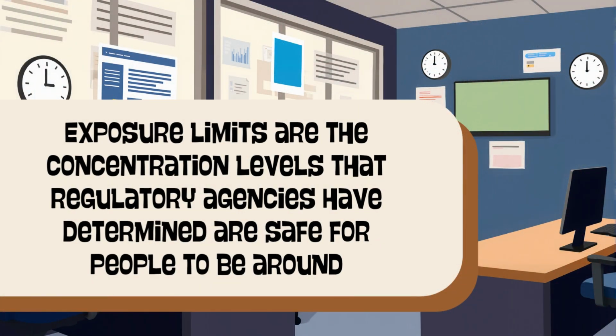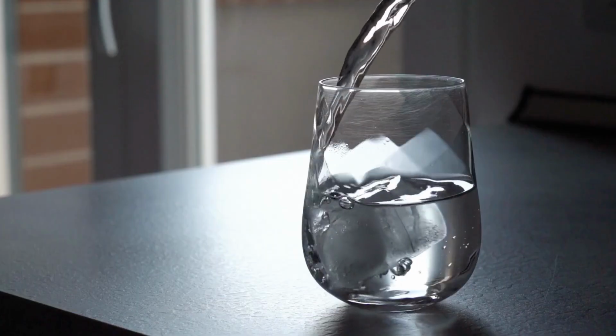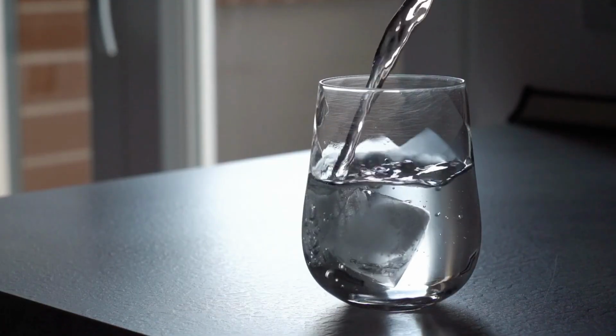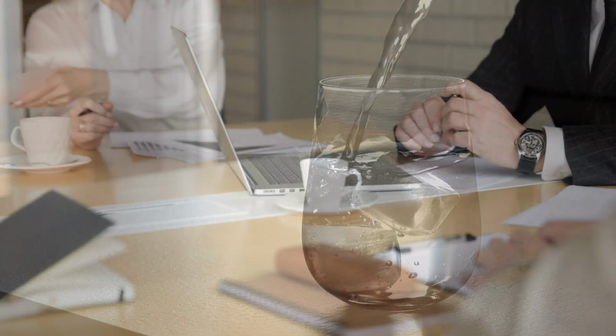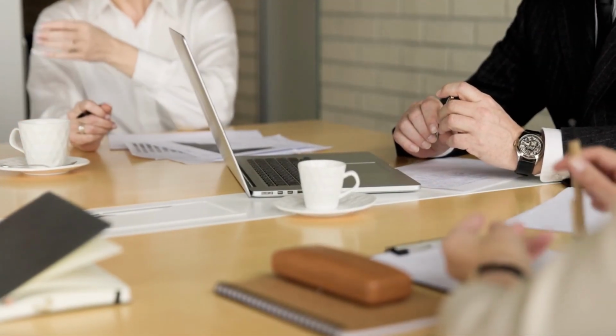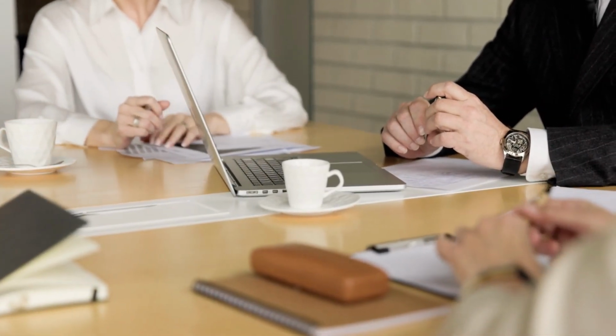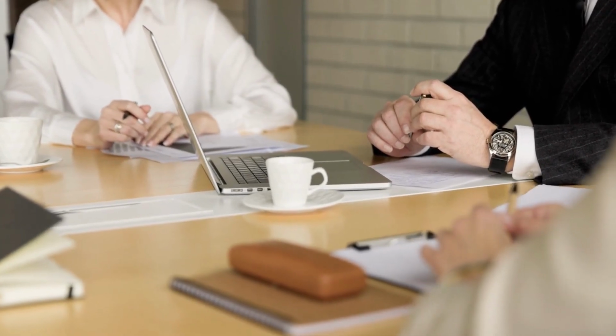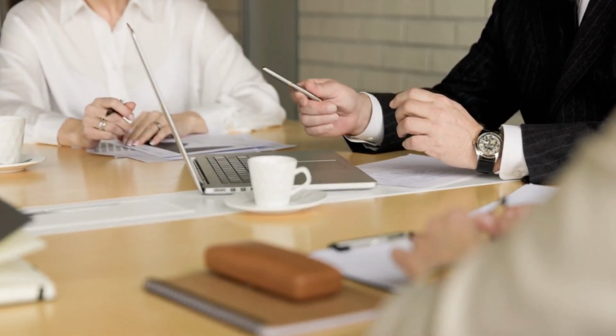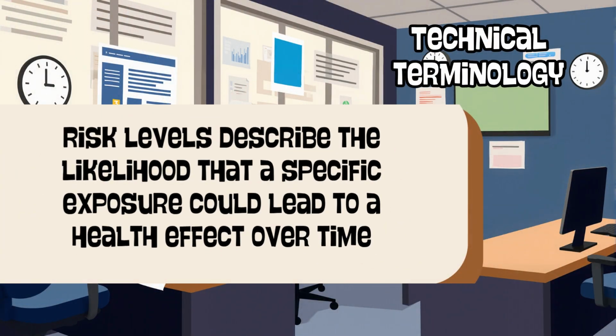Exposure limits are the concentration levels that regulatory agencies have determined are safe for people to be around based on how someone might realistically come into contact with a substance. Think drinking water, breathing air, or touching soil. DTSC and other agencies set these limits using established scientific and health research, and they typically build in a wide margin of safety. Risk levels describe the likelihood that a specific exposure could lead to a health effect over time.